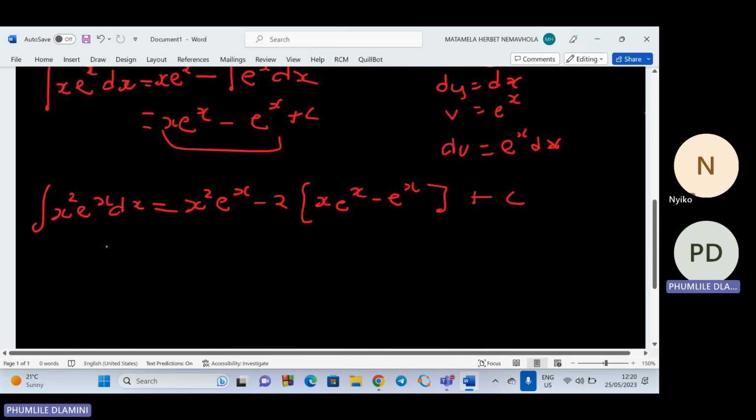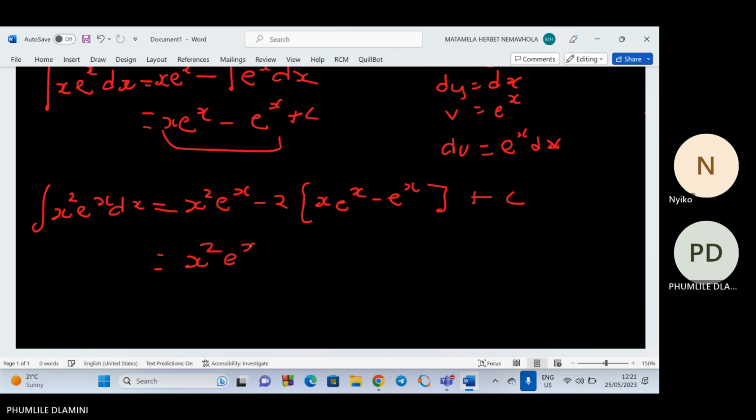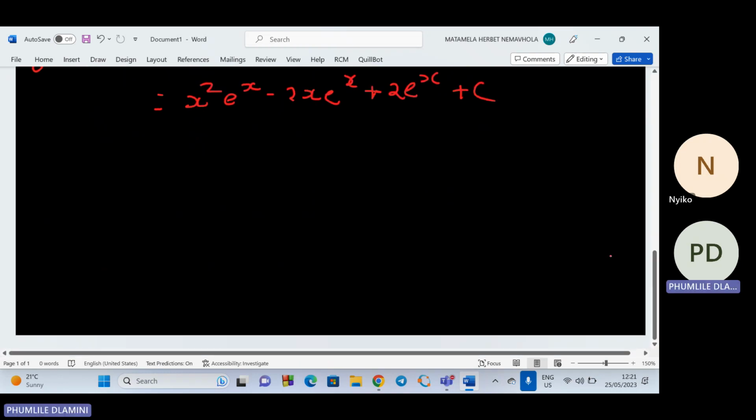Then you can just finish up, whereby this is going to be equal to x squared e to the power x minus 2x e to the power x plus 2 e to the power x plus c, plus constant. So this is the end.